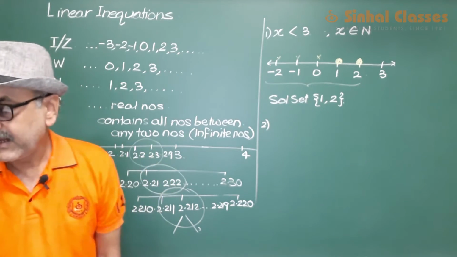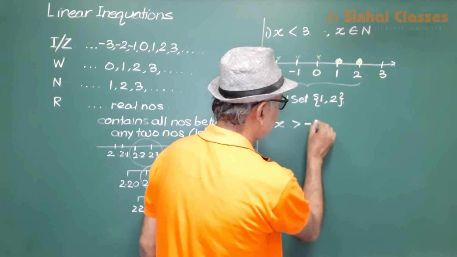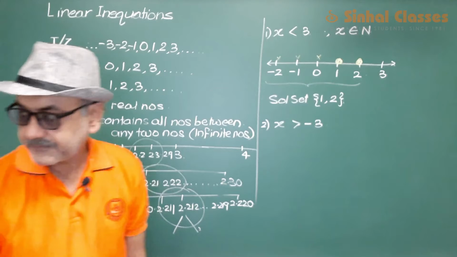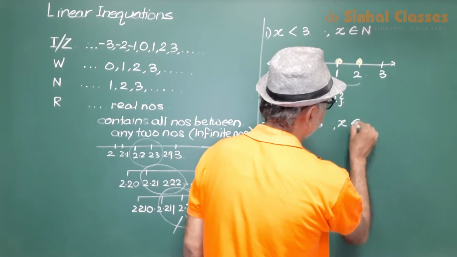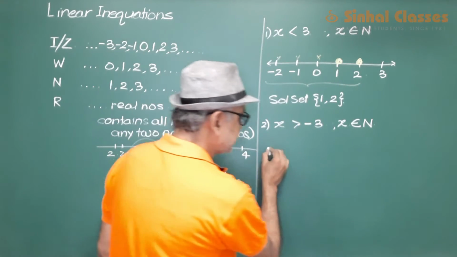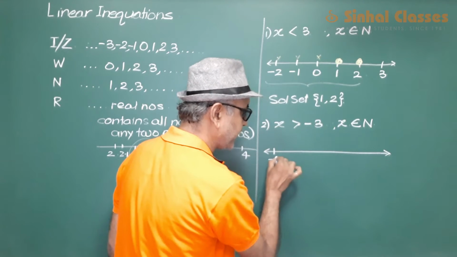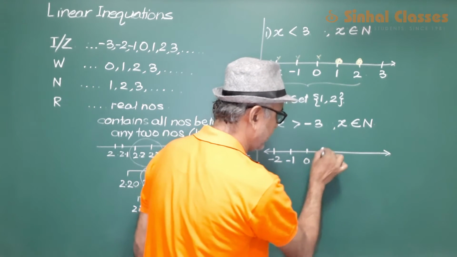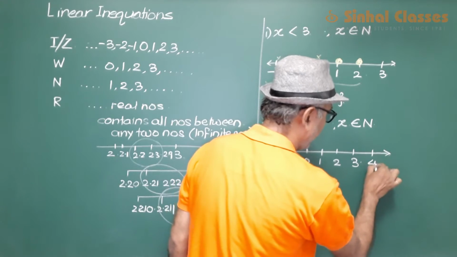Next we come across x is greater than minus 3, and x belongs to natural numbers. Again what we are going to do is write minus 2, minus 1, 0, 1, 2, 3, 4.